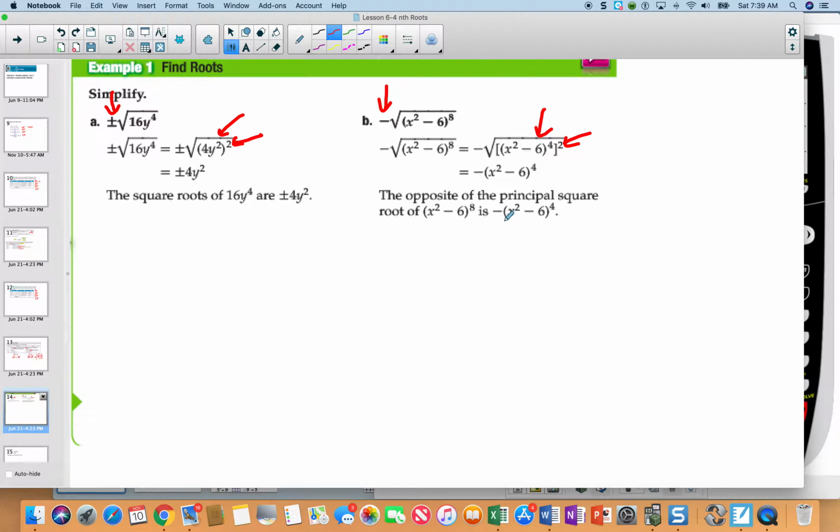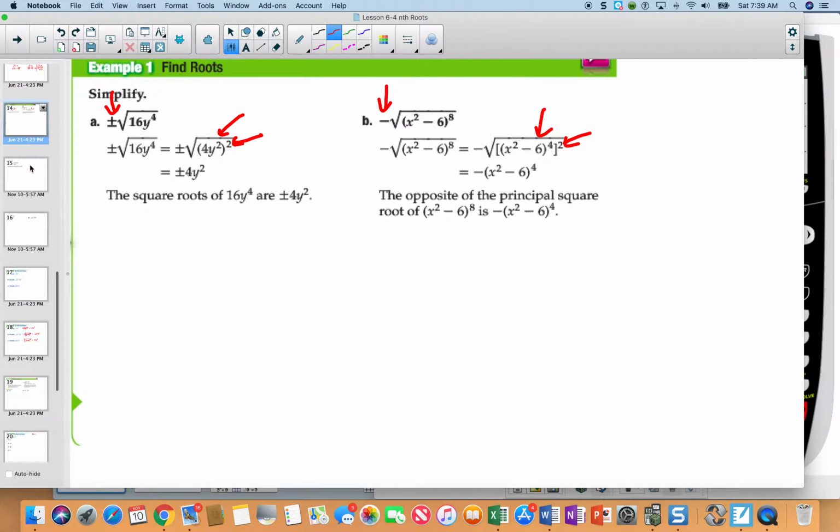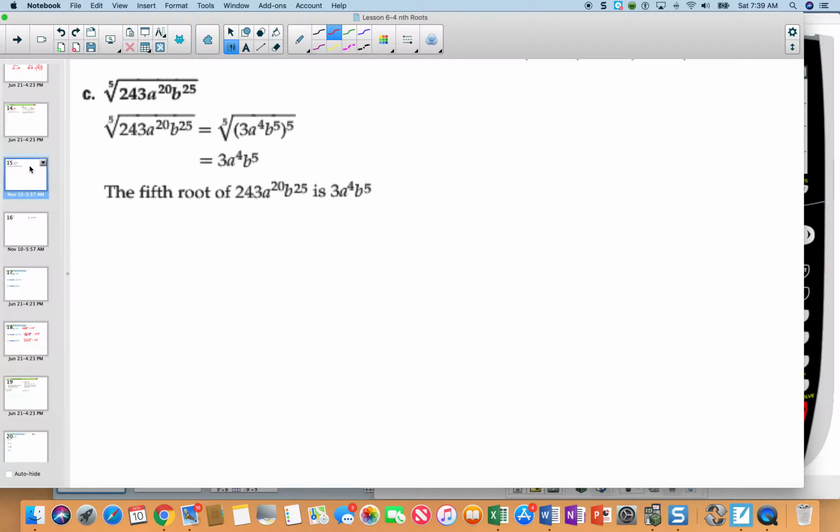And this answer will be the opposite of the principal square root. Let's take a look at another example.